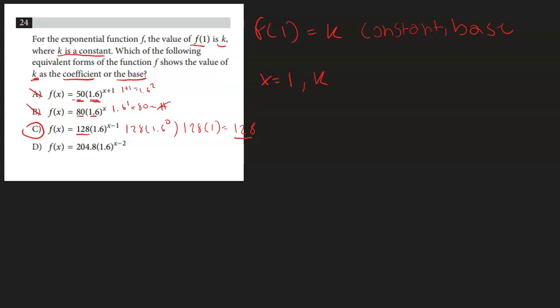And just to check, we can do it with d, where we do 204.8 times 1.6 to the power of x minus 2. So you would actually get 204.8 times 1.6 to a negative 1 power. And once again, that's just going to get you a bunch of numbers that aren't 204 or 1.6. So C is the correct answer.